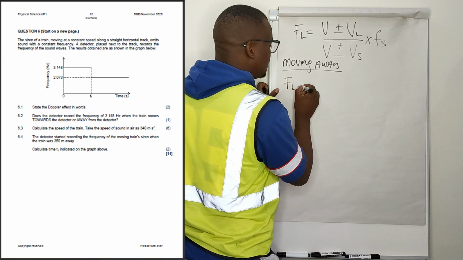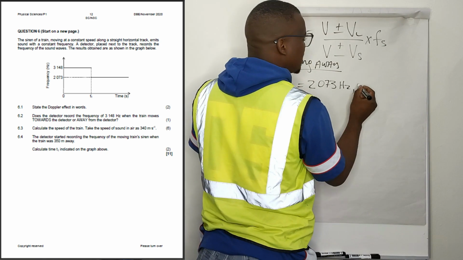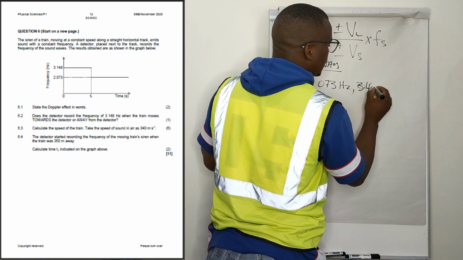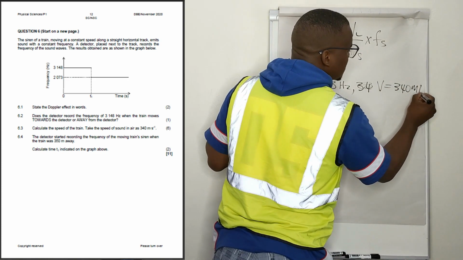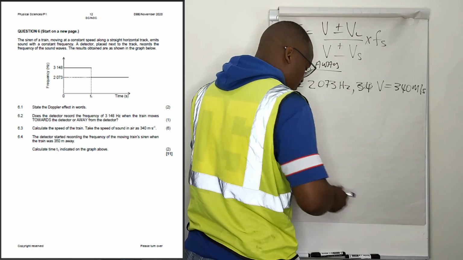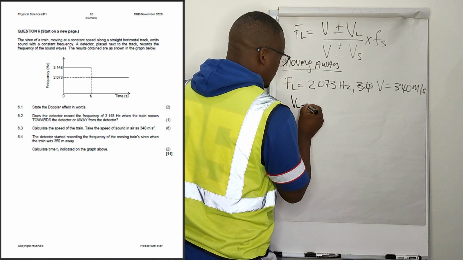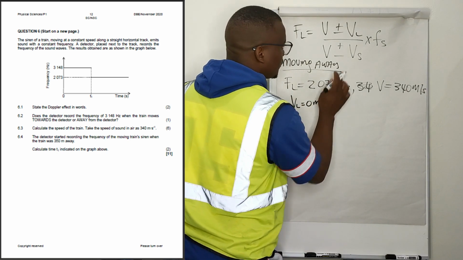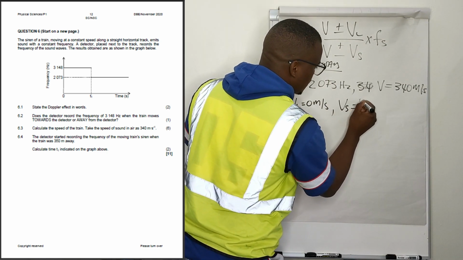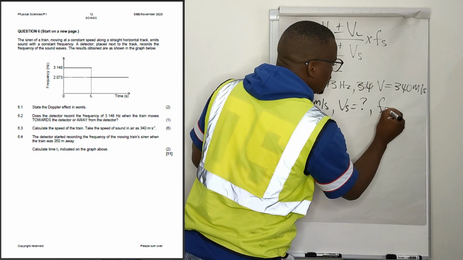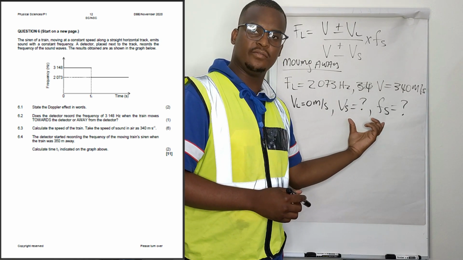So what do we have? We have the frequency of a listener to be 2073 Hz. We have the speed of sound in air, V, to be 340 meters per second. And we have our velocity of a listener to be 0 meters per second. We don't have the velocity of the source. We also don't have the frequency of the source. So these are the two unknowns that we still don't have.